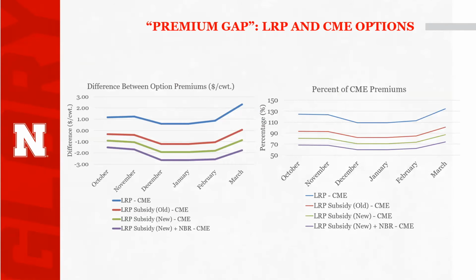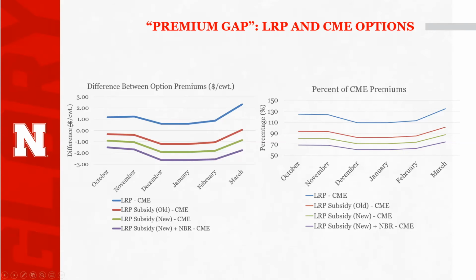To show you an example of how LRP and CME really compare, right? If we have two tools, LRP and CME put options, the real question is, well, which one should I use? Which one's going to be more expensive, or which one's going to do the coverage for me the best? And this is what these graphs are trying to say. If you look on the left-hand side, this is the difference between option premiums between LRP and CME. And without the subsidy, LRP is actually more expensive.